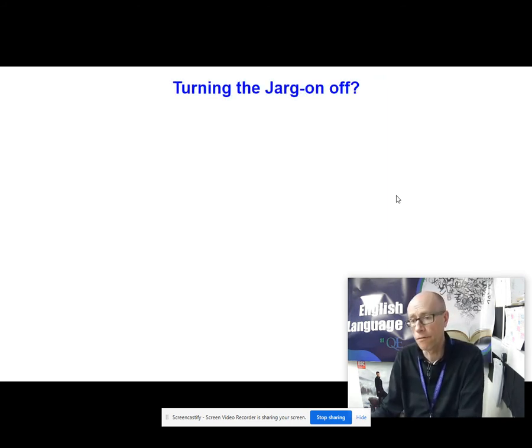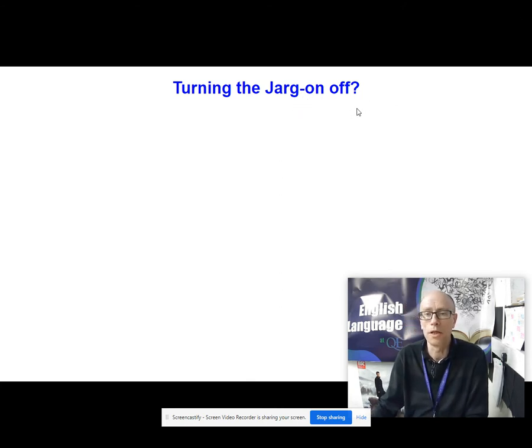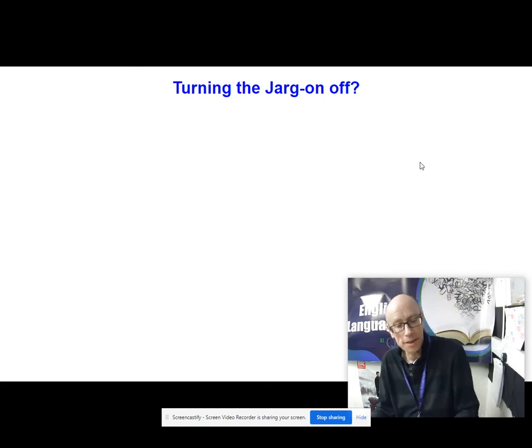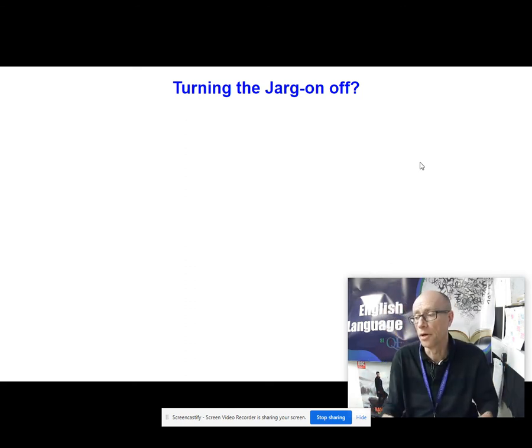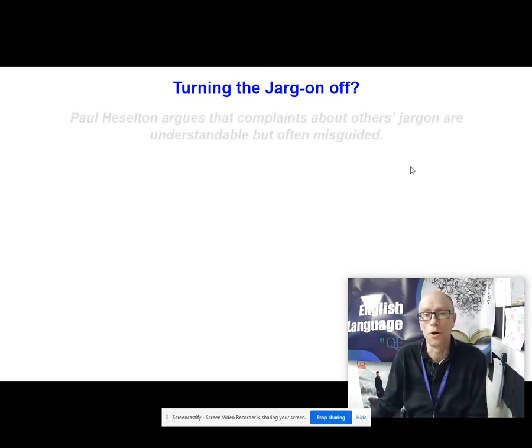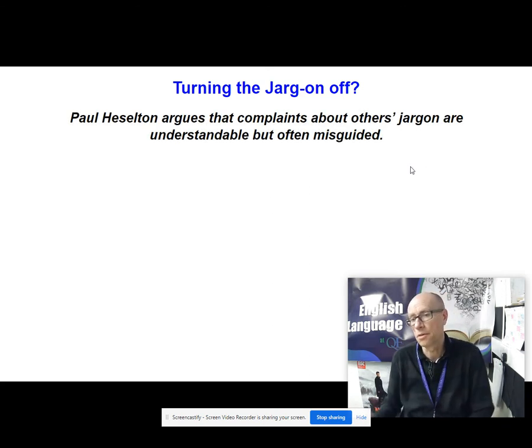"Turning the jargon off." Not brilliant, I know, but it's using some kind of wordplay there with the contrast between on and off. And it's trying to neatly summarise what the article is about. "Should we be using jargon or not? Paul Heselton argues that complaints about others' jargon are understandable, but often misguided." Now that is a byline. You see how completely different the byline is to the headline.